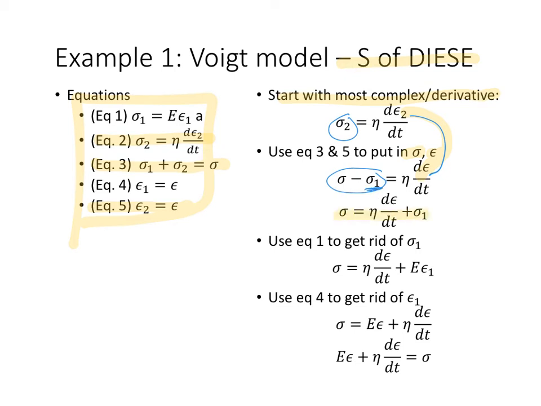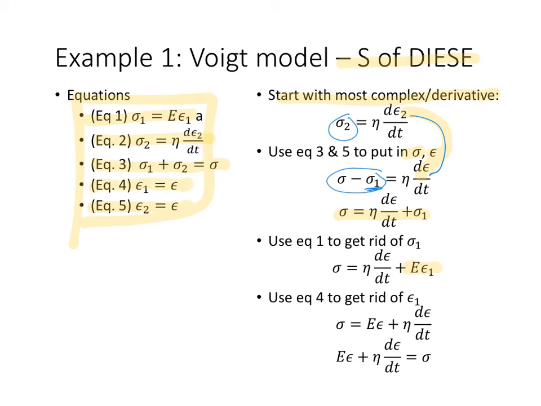Then here we simply rewrite this equation. Now at this point, we need to get rid of the sigma 1. And we have two choices. We have equation 1 and equation 2. It's an obvious choice because equation 1 is the only one that has it in it. So we use equation 1 to replace sigma 1 with E epsilon 1. And now the only one we haven't used is equation 4.